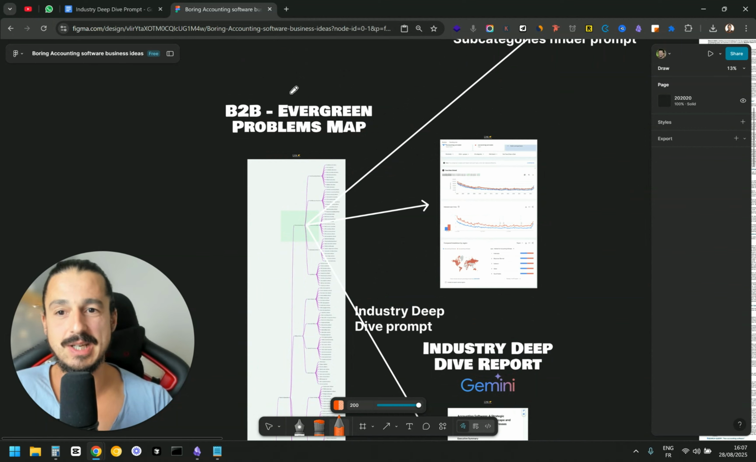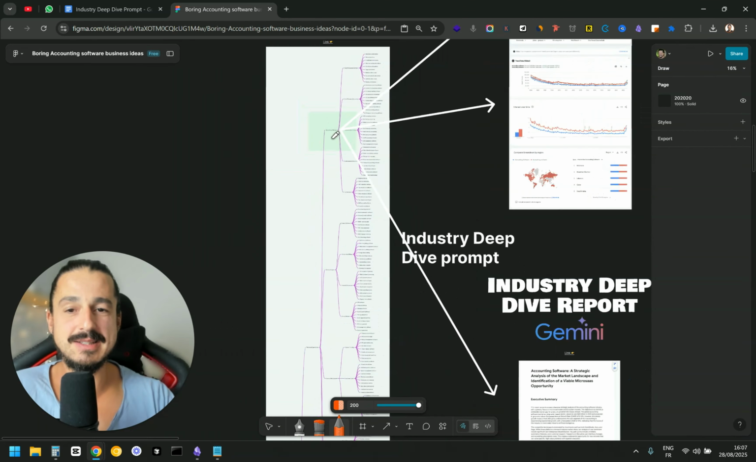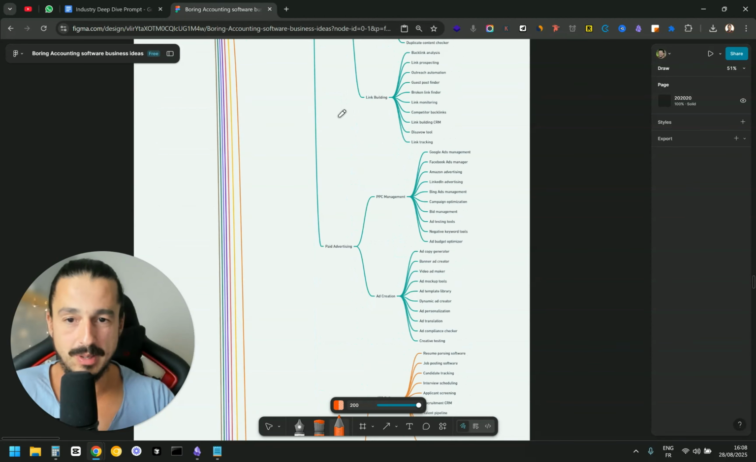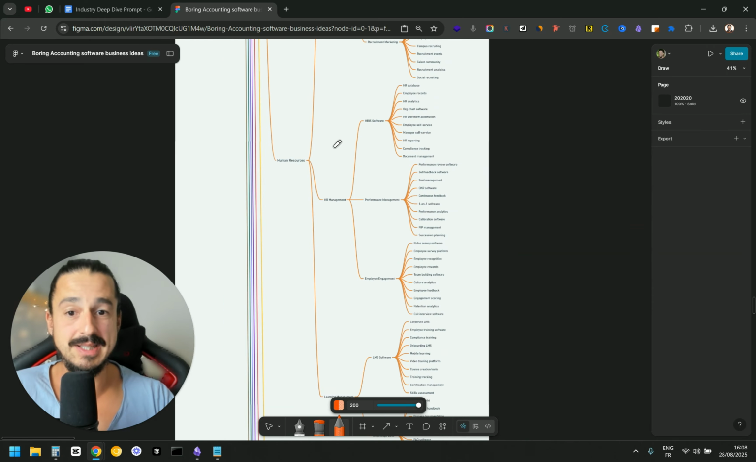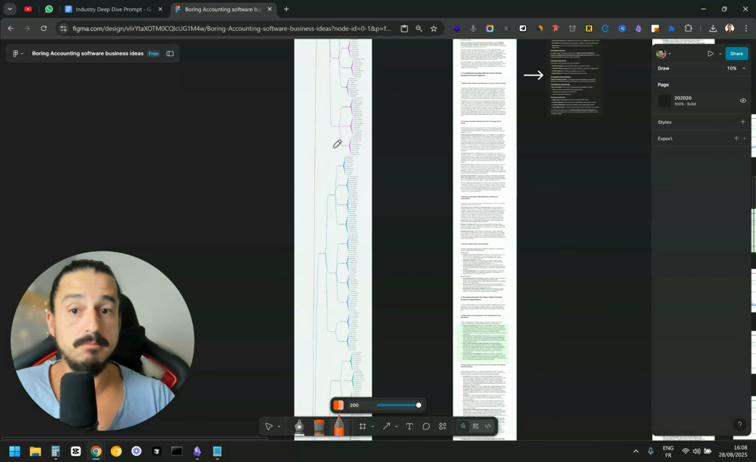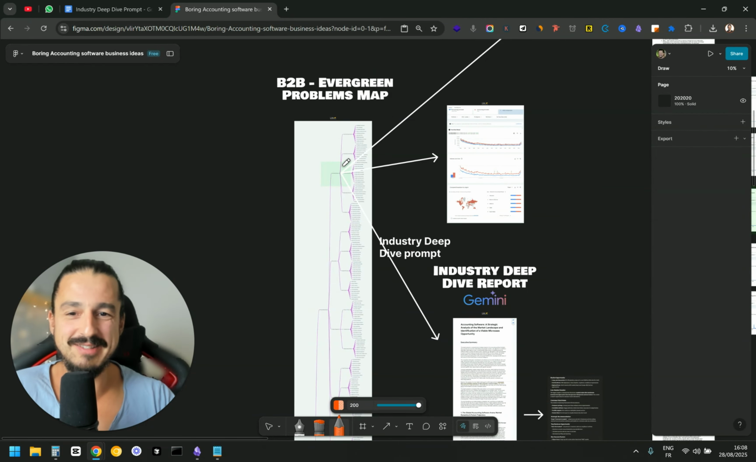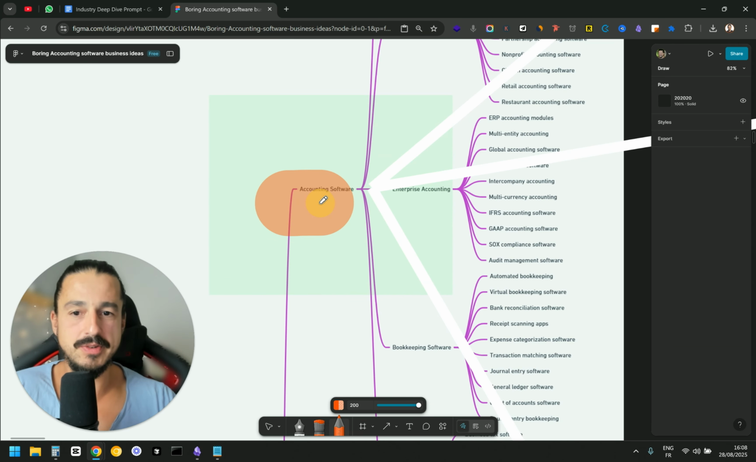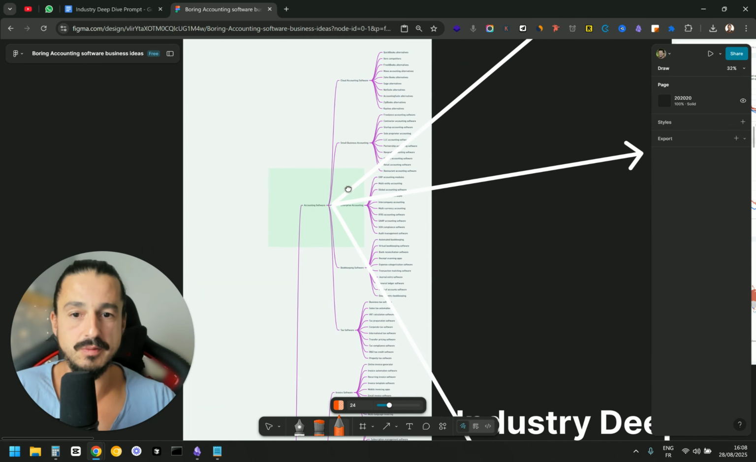And as you can see here, we have what I call the evergreen problem map. It's a huge mind map that I've built that contains all the problems that every company has. Mostly, all the companies have the same problems, and they are willing to pay for someone to help them solve these problems. But for the sake of this video, we are going to start with the accounting software space.